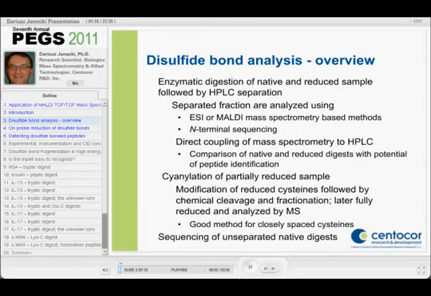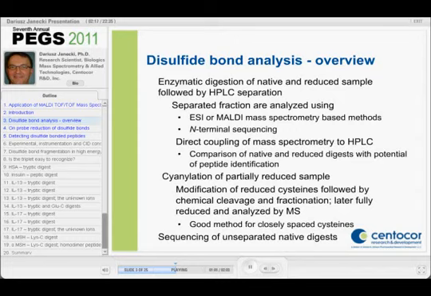So, a general overview of how we approach the disulfide bond mapping analysis. In general, we use enzymatic digestion of a native and reduced sample, follow it by HPLC, and compare those two profiles. Then we take the separated fractions and analyze them using either electrospray or MALDI, and 10 years ago, and I think even now, some people use N-terminal sequencing to identify what came out from those specific fractions. You can also directly couple a mass spectrometer to HPLC, use electrospray, and once again compare the native and the reduced digests of the potentially disulfide bonded peptide. The direct coupling has the potential of identifying the peptide right away, and it's a quicker method than doing this offline, like in the first approach.